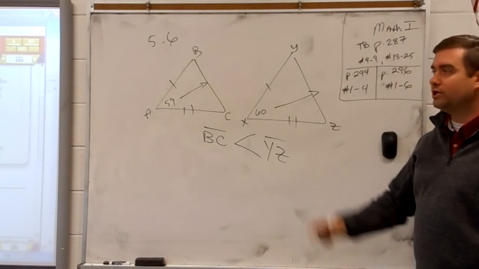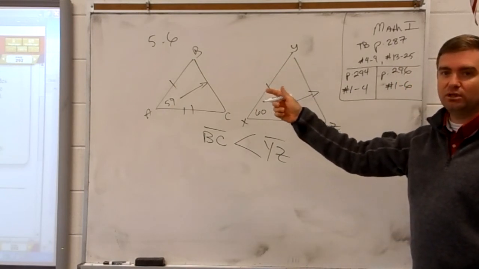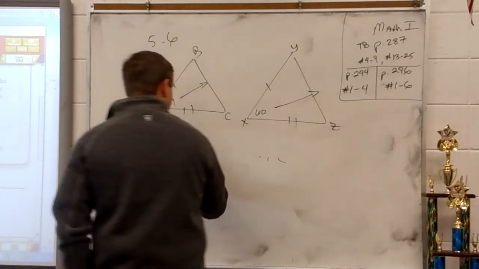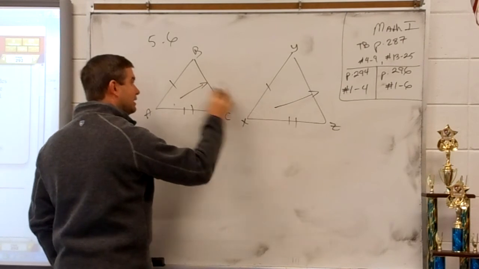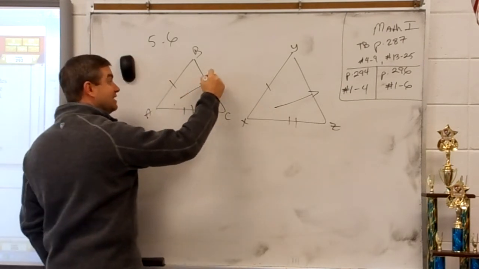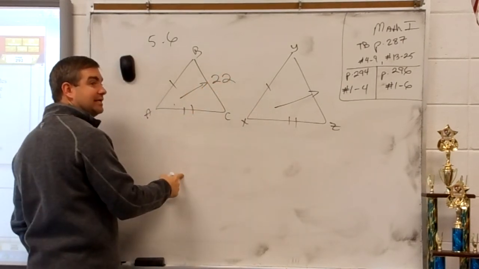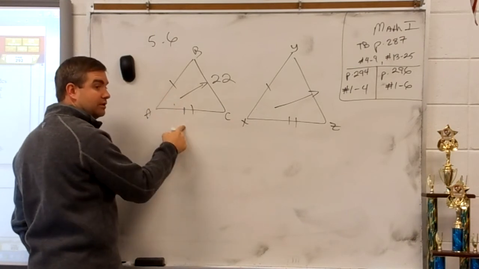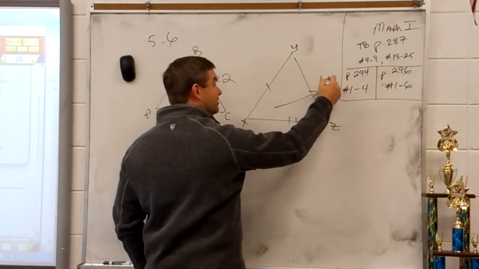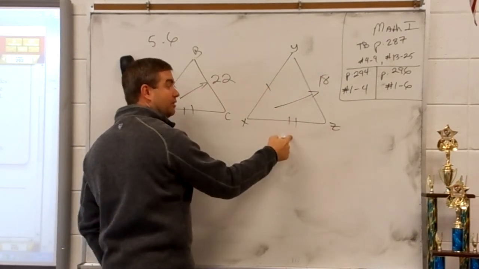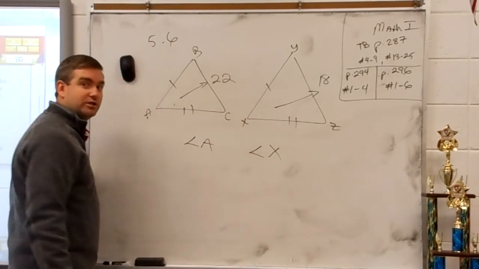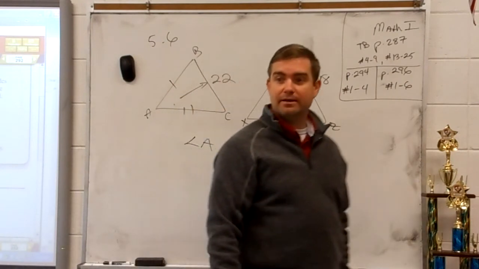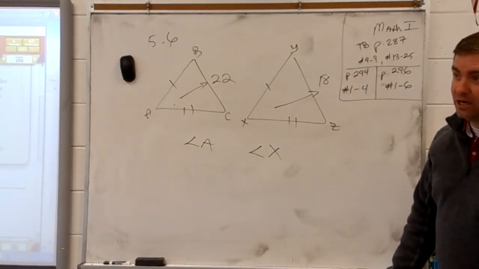Yes, it is. What do you think is true about the converse? We got the same picture up here. What is it going to say? It's going to say if this side, 22, and these two are congruent, and this side over here is 18, and these two are congruent, what do I know about angle A and angle X? Which one has to be bigger? Angle A. Angle A has to be larger.